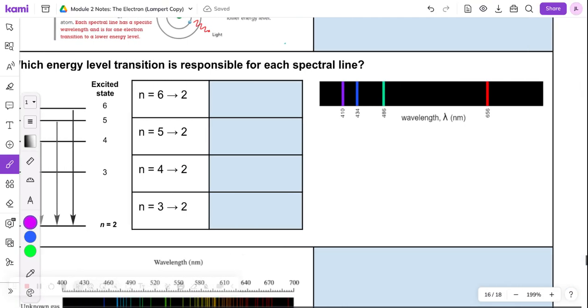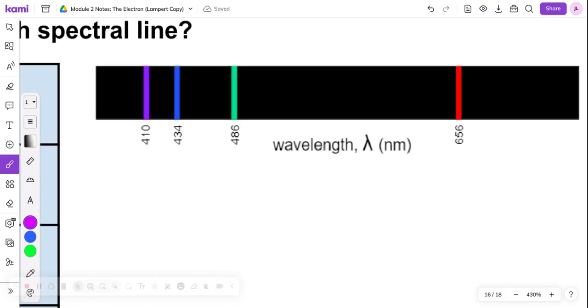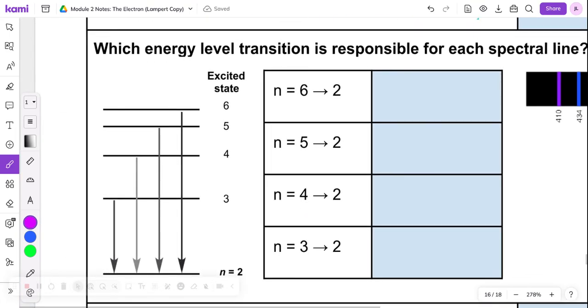Now, if we look at my spectral lines, I have 4 lines: a purple, a blue, a green, and a red. Purple is my highest energy because it has the shortest wavelength, and red has my lowest energy because it has the longest wavelength. So I can now assign them. If purple is the highest energy, it's going to go the farthest distance, all the way from 6 down to 2. The higher the energy, the further it goes. So this 6 to 2 is purple.